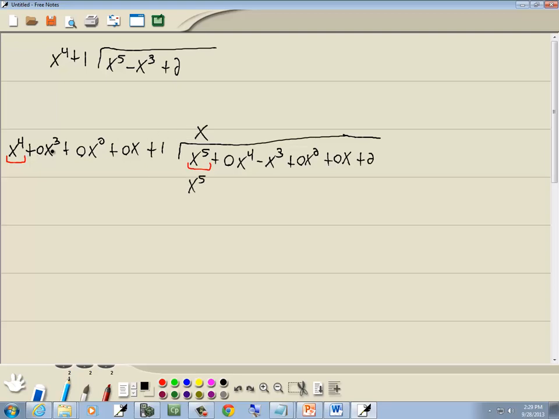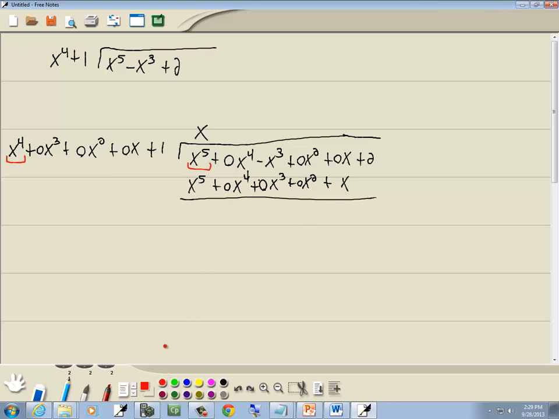X times 0x to the third is 0x to the fourth. X times 0x squared is 0x to the third. X times 0x is 0x squared. And x times 1 is 1x, or x.